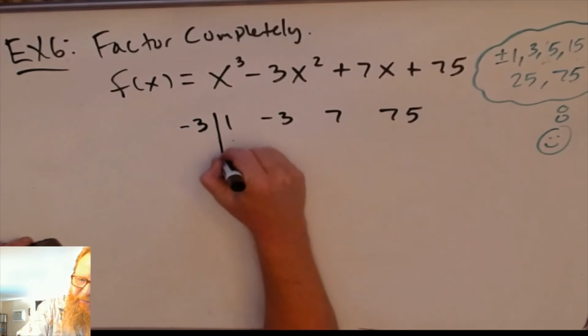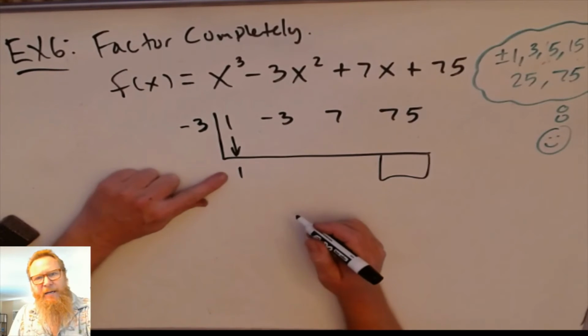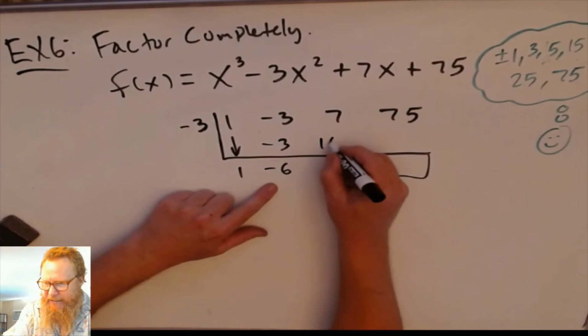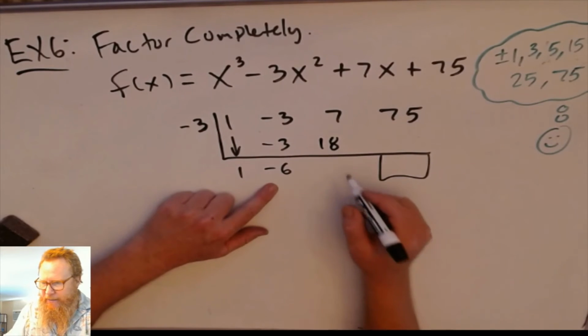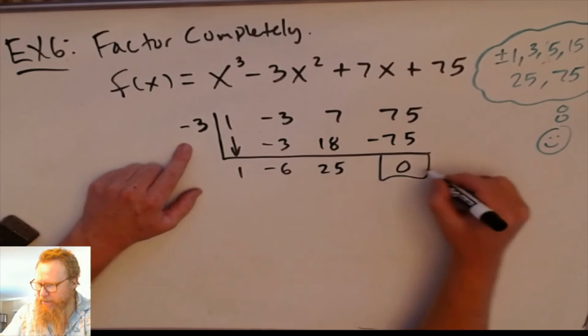Let's try negative 3. Negative 3 times 1, negative 3. That'll be negative 6. That'll be 18. That'll be 25. There it is. Winner, winner. Hey, we got it.